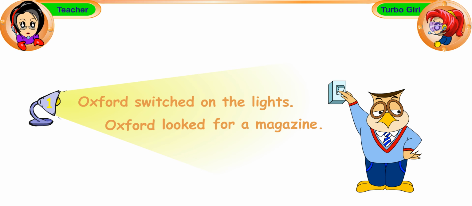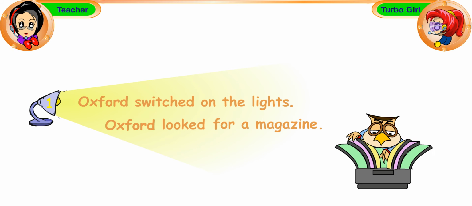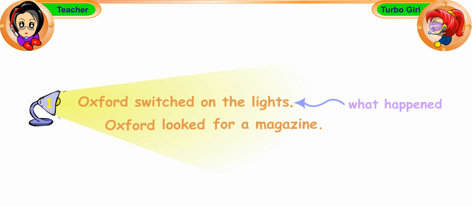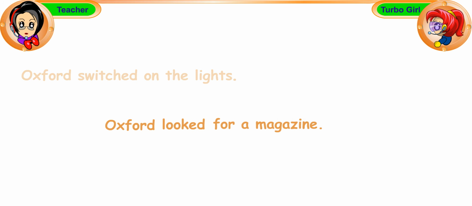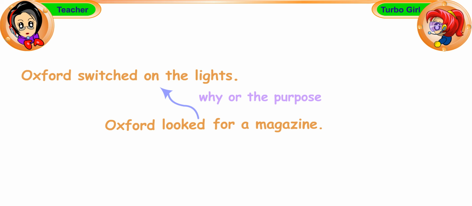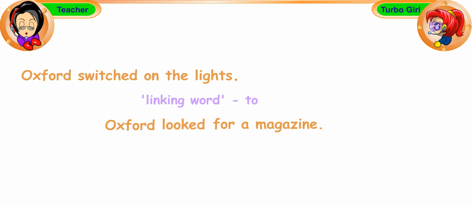Oxford switched on the lights. Oxford looked for a magazine. The first sentence tells us what happened. Oxford switched on the lights. The second sentence, Oxford looked for a magazine, tells us why, or the purpose of Oxford switching on the lights in the first sentence. So we can use the linking word to, which shows purpose, to join these two sentences.